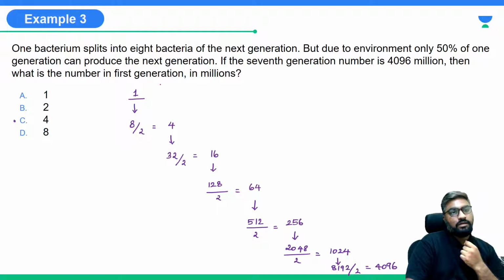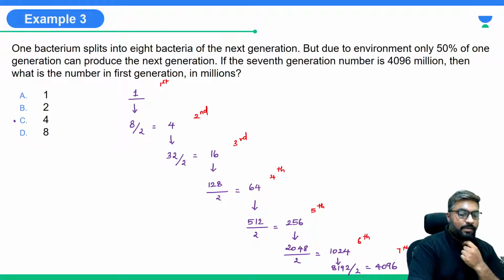Getting this? First generation, second, third, fourth, fifth, sixth, and after sixth, here is the 7th. Okay. Great. This is done manually.